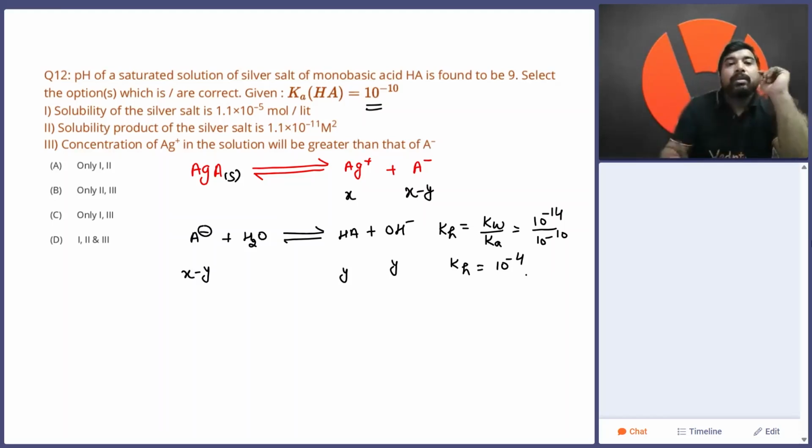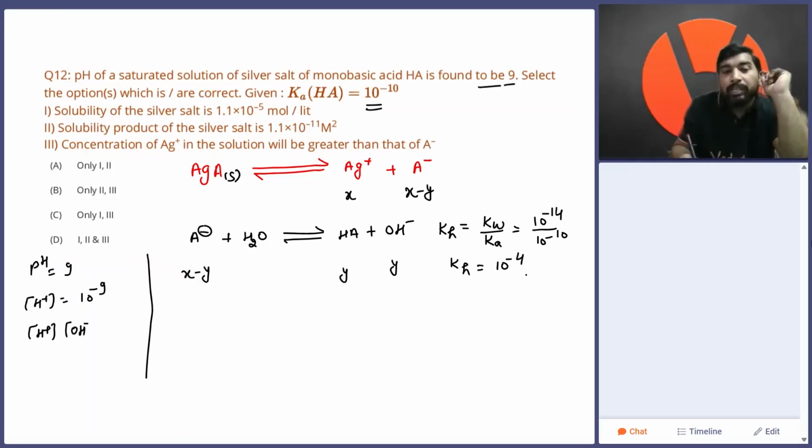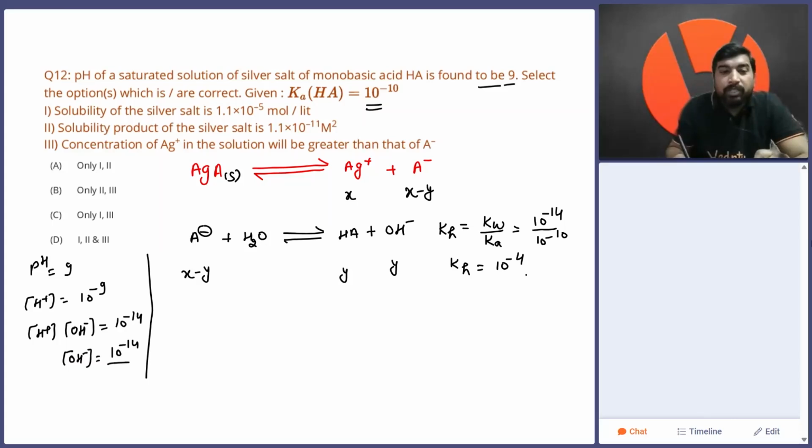Now the question says the pH of the solution is 9. If the pH is equal to 9, it means the H plus ion concentration is equal to 10 to the power minus 9. And the multiplication of H plus ion concentration and OH minus ion concentration should be equal to 10 raised to the power minus 14, from the ionic product of water. So the OH minus concentration is 10 raised to the power minus 14 divided by 10 raised to the power minus 9. So the OH minus ion concentration is equal to 10 raised to the power minus 6.